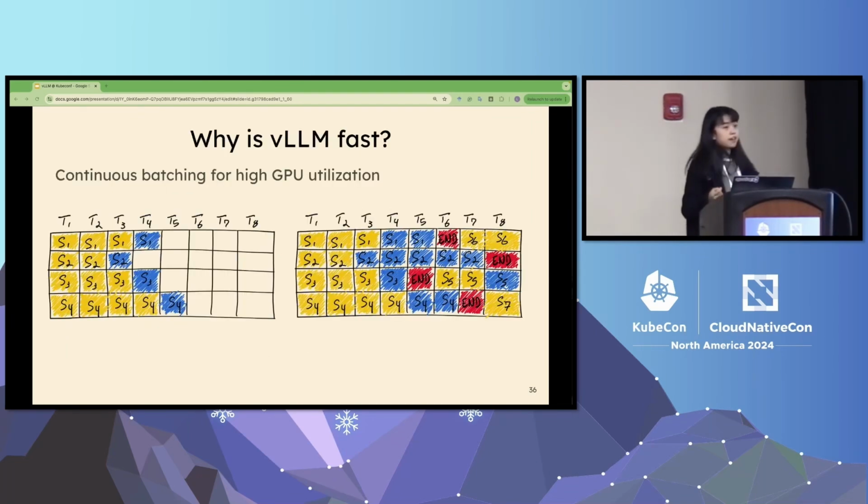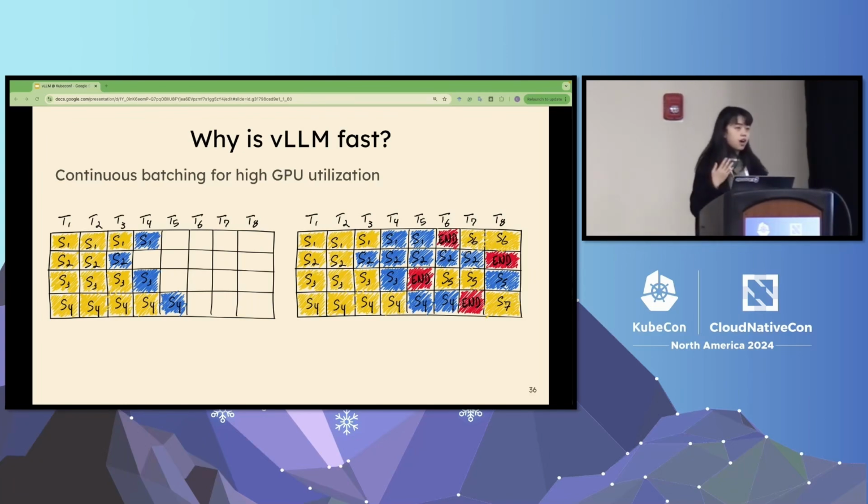So why is vLLM fast? Today I will only point out two features, but there is actually a list of features that enable the fast serving of vLLM. One of the most important features of vLLM is continuous batching. So what is continuous batching?